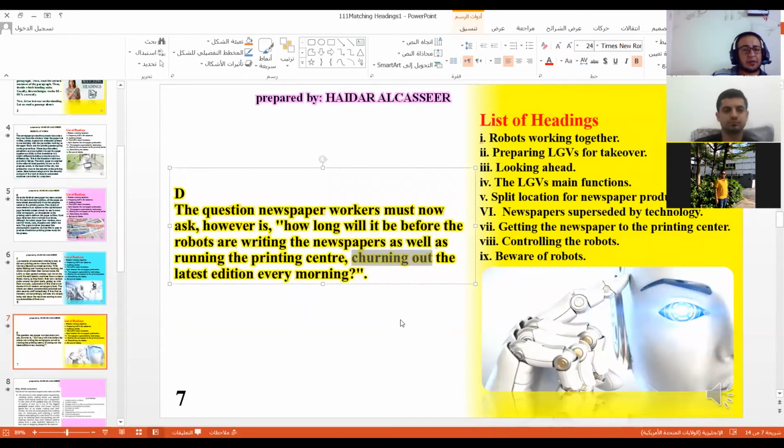You don't need its meaning. It doesn't affect the answer. They just added this word to mislead you. Why? Because you will leave the answer and focus on the meaning of this word. You will lose time and might not find the right answer. You got it? Yes. Okay.